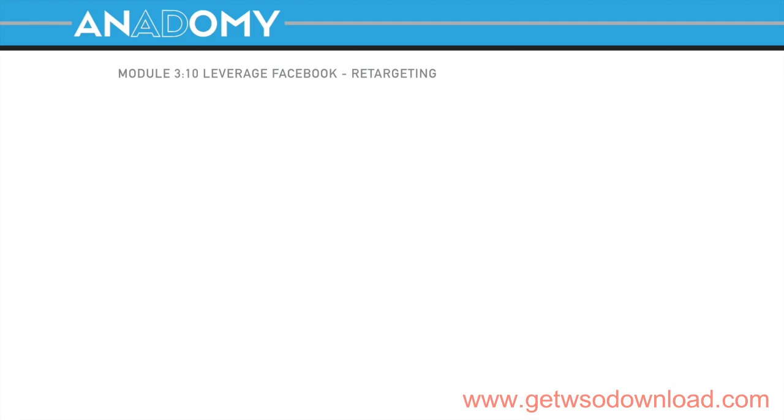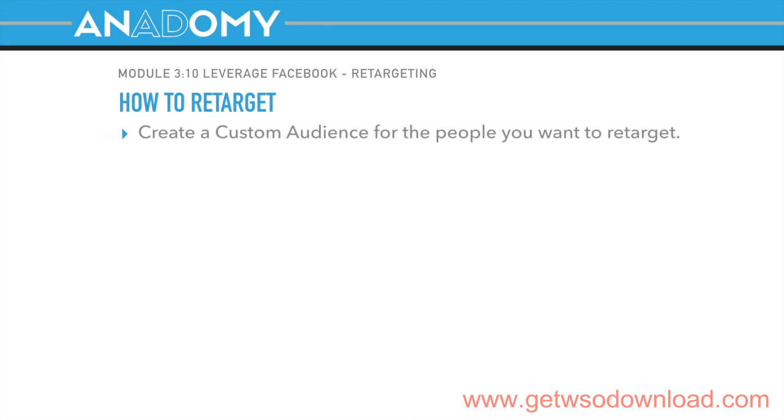So now that we understand the 4 reasons we have to be using retargeting, now we need to understand how to actually do it. What I want to give you are 3 simple steps to follow so that you can retarget everybody when you should. First of all, create a custom audience for the people that you want to target. Here are a few ideas.